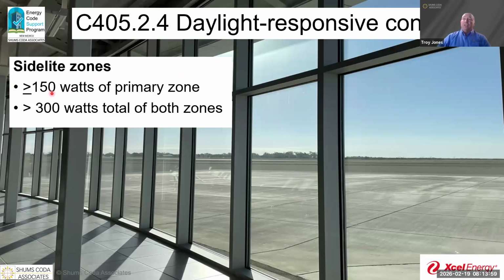So again, the primary zone is greater than 150 watts. If we have a total of 300 watts in both zones, then we also require those responsive controls. So again, the 300 watts that I was talking about was for both the primary and secondary zone. The primary zone by itself, if you have that greater than or equal to 150, we're going to be looking for those controls to be put in place.